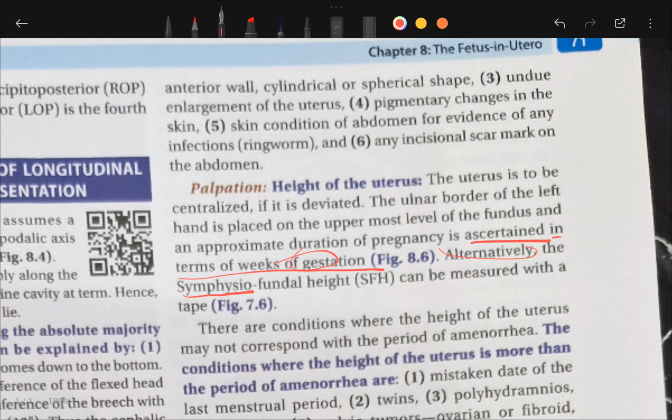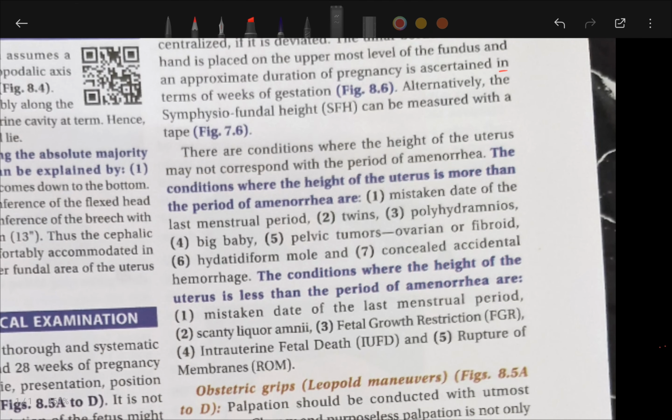Alternatively, the symphysiofundal height, that is SFH, can be measured using a tape from the pubic symphysis to the height of the fundus. There are conditions where the height of the uterus does not correspond with the period of amenorrhea. These conditions are, as I already said, the wrong dates and all those.